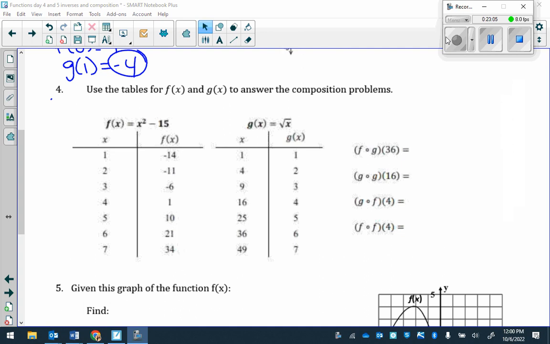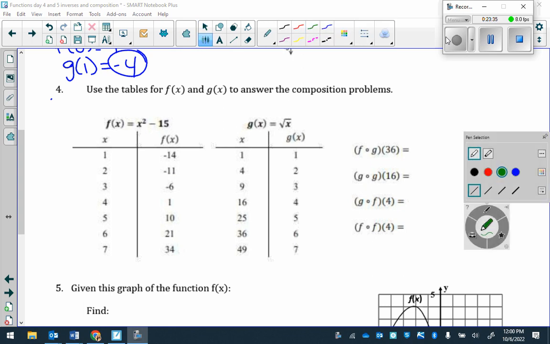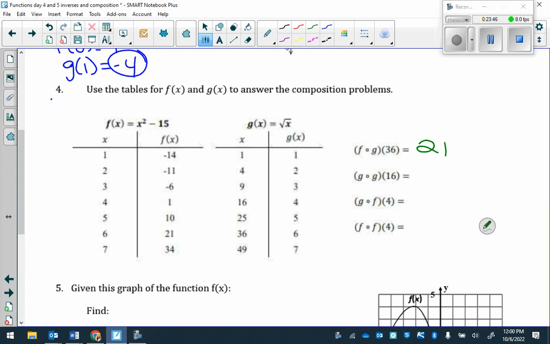So if we look at our table, okay, they're giving us two functions, f of x and g of x. But now we're going to look at the table. Before we looked at the graph, now we're looking at two different tables. So we have f of g of 36. What do we have to find first? G of 36. Okay. So we have g of 36, which is what value? 6. Now we have to find what? F of 6, which is 21.